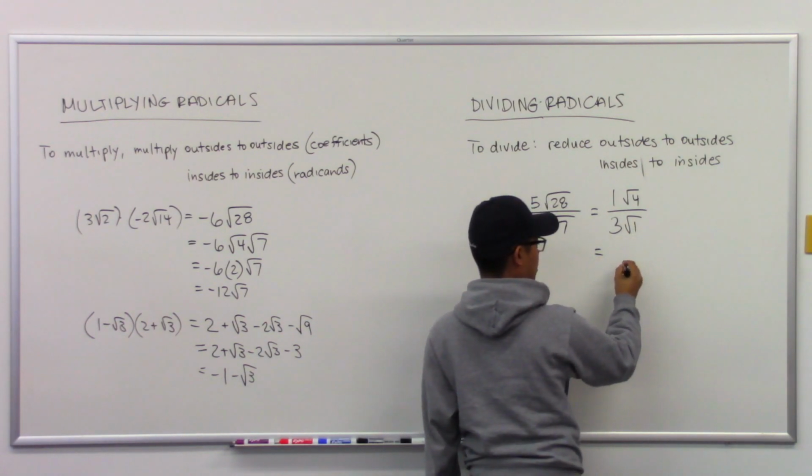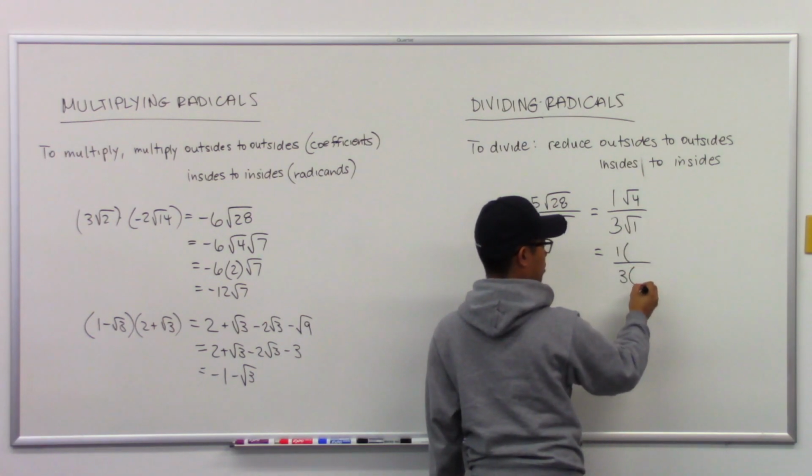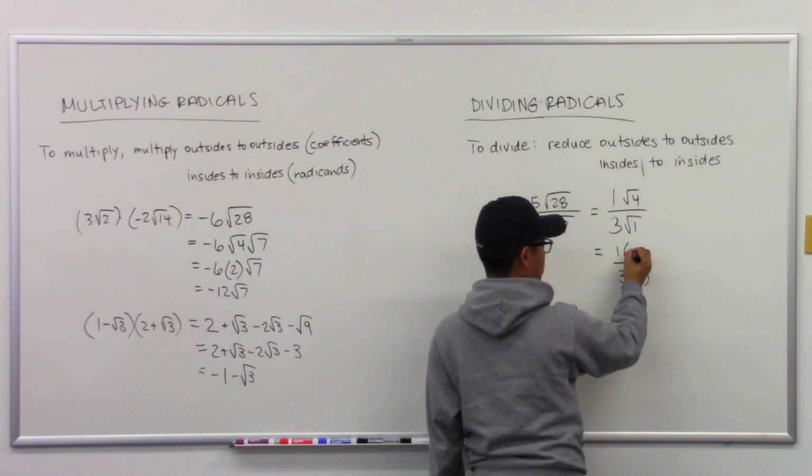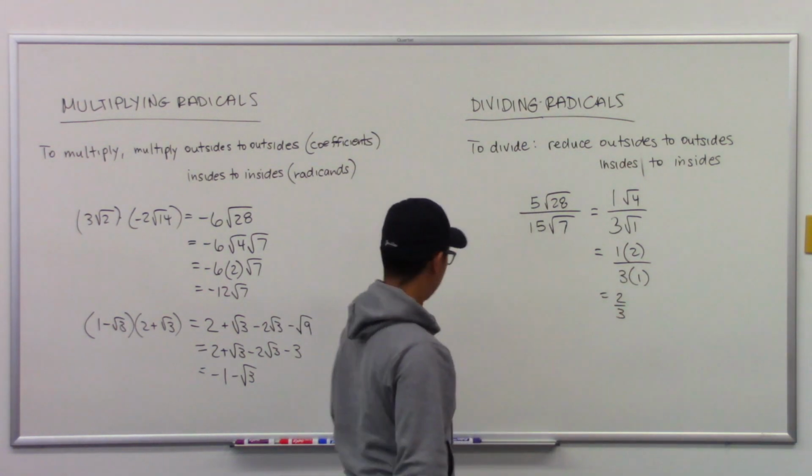Square root of 1 is? What's the square root of 1? What's the square root of 4? So you get 2 over 3.